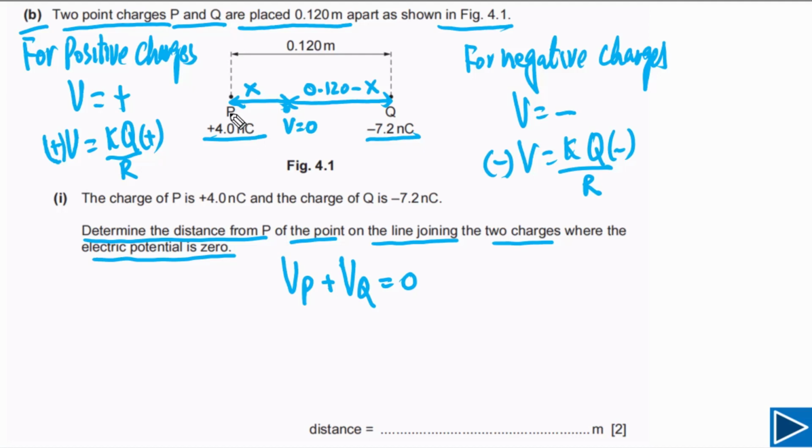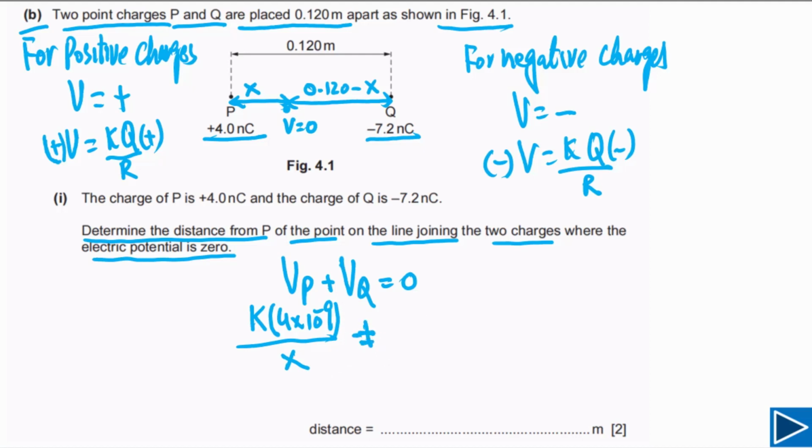Now Vp, the potential due to the positive charge, is kQ. I will simply say k times Q. Q in this case is 4 nanocoulombs, so this is 4 times 10 to negative 9 coulombs divided by distance. Distance is equal to x. So this is plus sign.